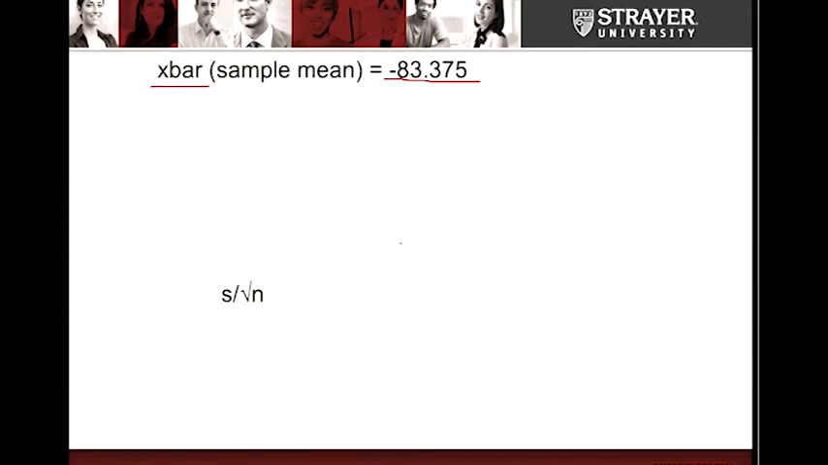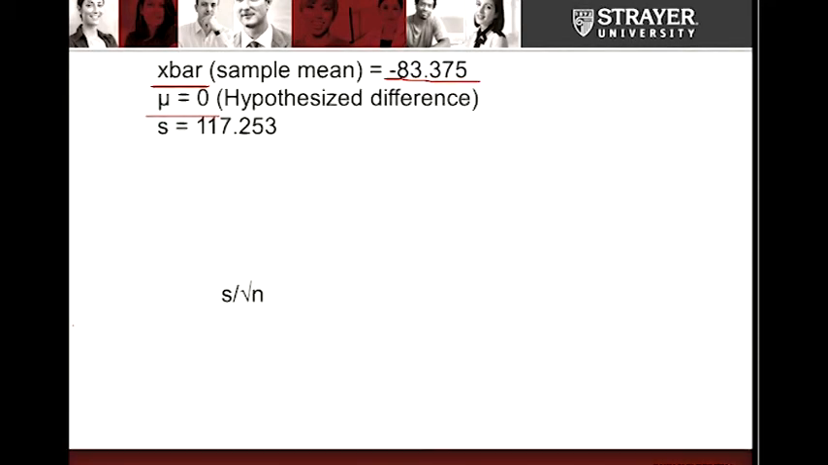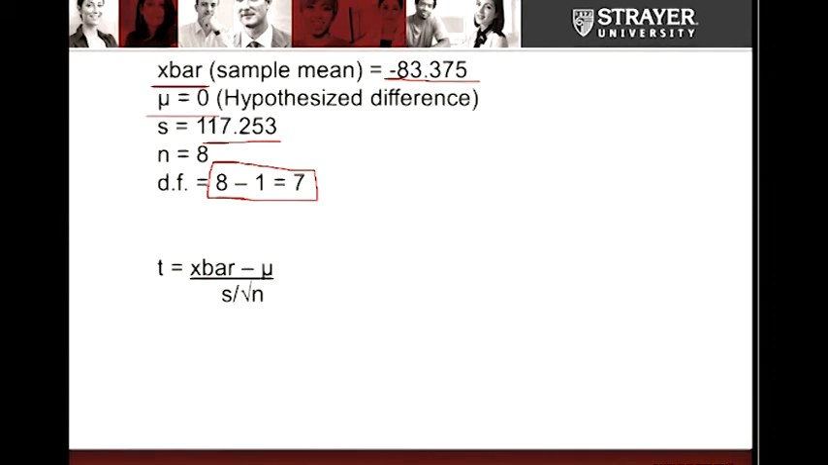So remember our x bar, our sample mean, was negative 83.375. Our hypothesized difference is 0 because we always hypothesize that there is no difference. Standard deviation was 117.253. Remember we found that. N was 8. Your degrees of freedom, 8 minus 1 is 7. Remember for the t-test, since we're only using one, we really have only one sample, which is all the differences. So this is really a one sample t-test because the differences have already been calculated for us. So t is x bar minus mu over s over the square root of n. Okay, we've done this a lot of times.